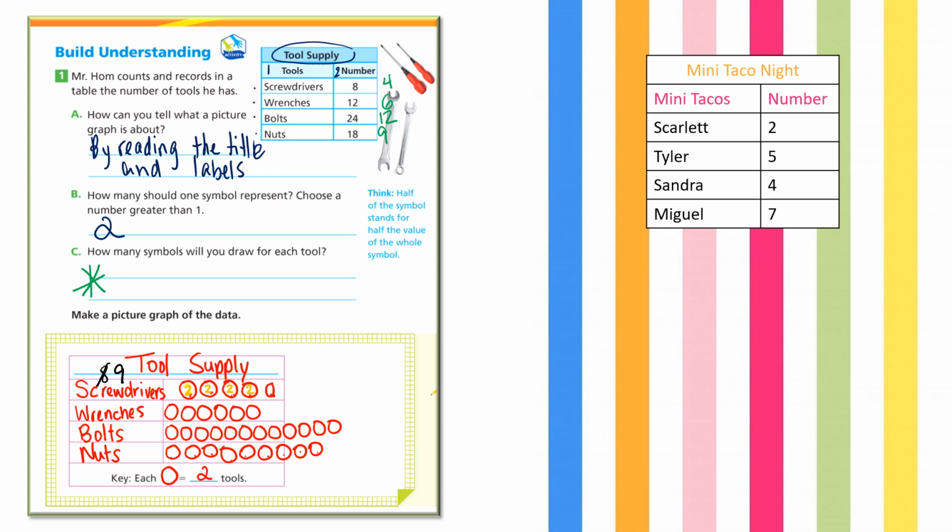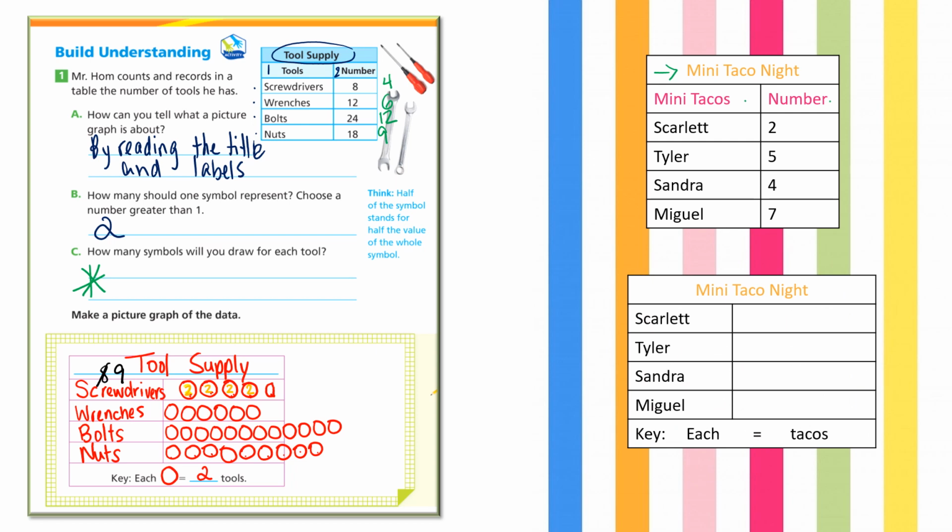Okay, and I have my title. And I have my labels. So my table is easy to read. So now let's go ahead and we're going to create a picture graph, okay? And as you see, I have my title. It matches my table, so it's easy to read. And on the bottom, I have my key. The key is very important. If you don't give us a key, boys and girls, I don't know what the quantity that each picture or each symbol stands for.